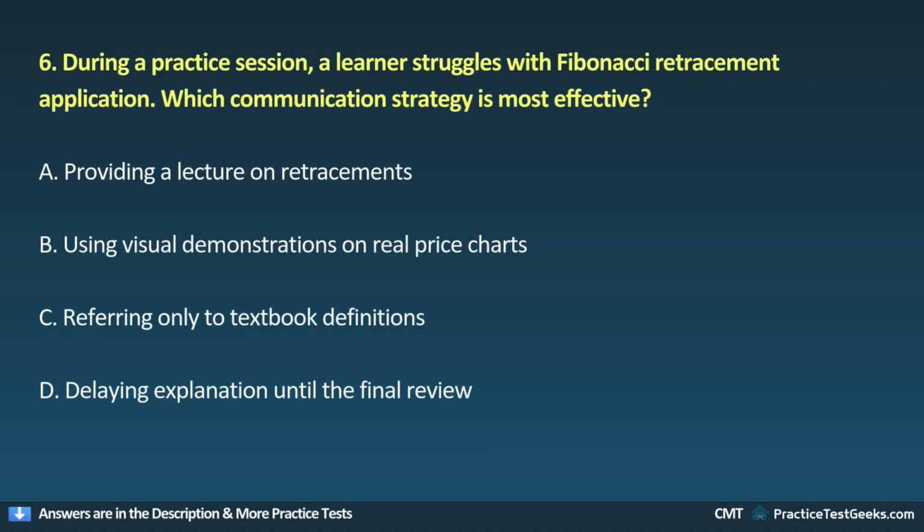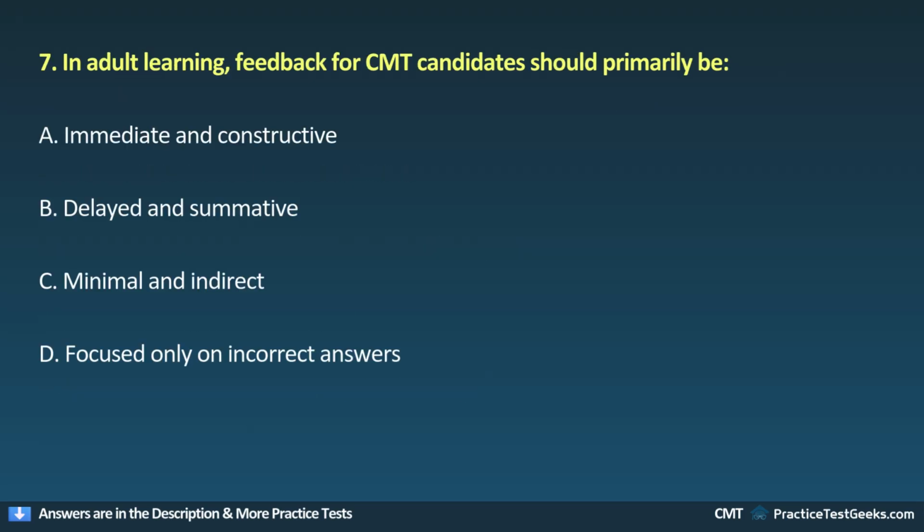6. During a practice session, a learner struggles with Fibonacci retracement application. Which communication strategy is most effective? A. Providing a lecture on retracements. B. Using visual demonstrations on real price charts. C. Referring only to textbook definitions. D. Delaying explanation until the final review.